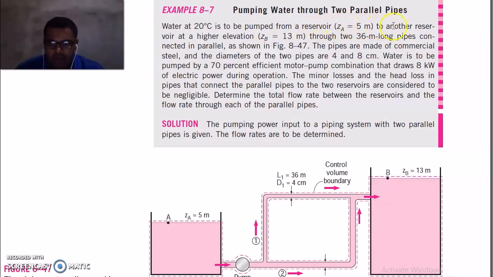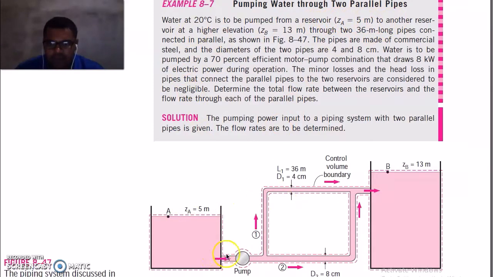Pumping water through two parallel pipes. Water at 20 degrees Celsius is to be pumped from a reservoir at ZA equal to 5 to another reservoir at a higher elevation ZB equal to 13 through two pipes 36 meters long. These two pipes are 36 meters long with diameters 4 cm and 8 cm.